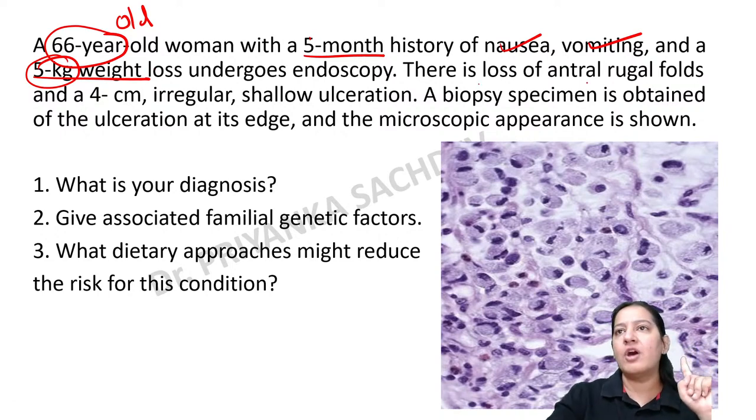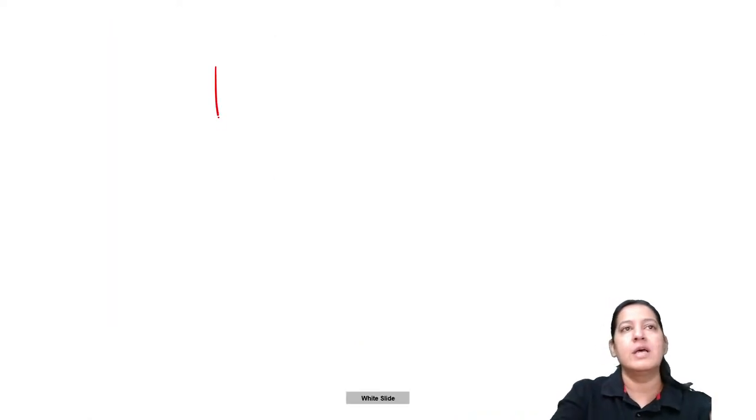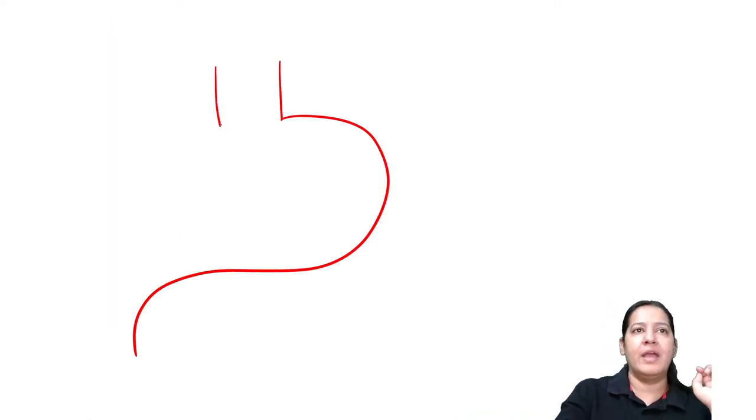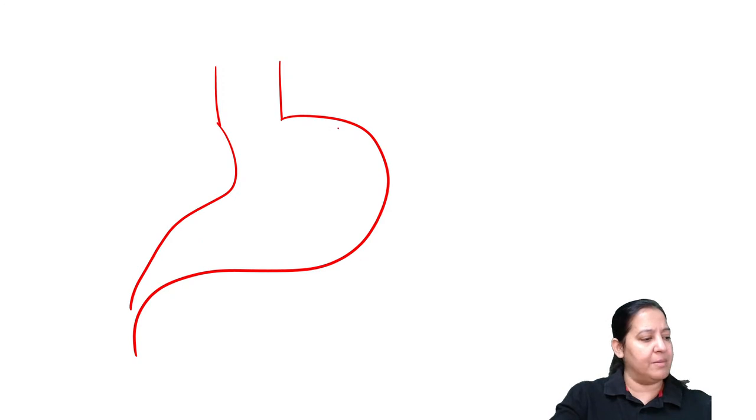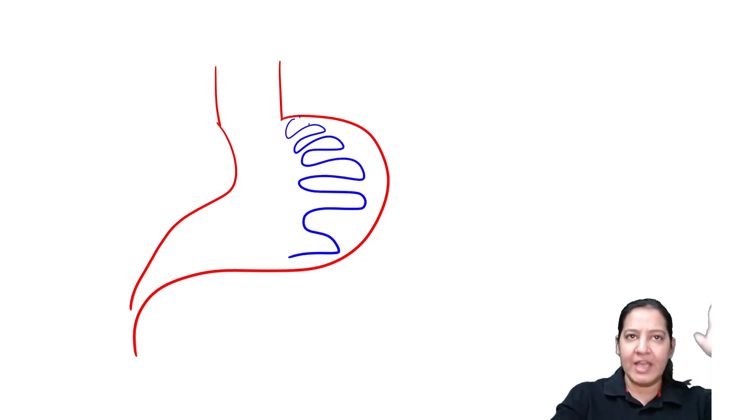Now there is loss of antral rugal folds. Rugal folds are present in the stomach. You may know that the stomach has rugal folds in the mucosa. You know what rugal folds are? The lining of the stomach is not continuous, it is like this. There are rugal folds in the entire stomach, but they got flattened.